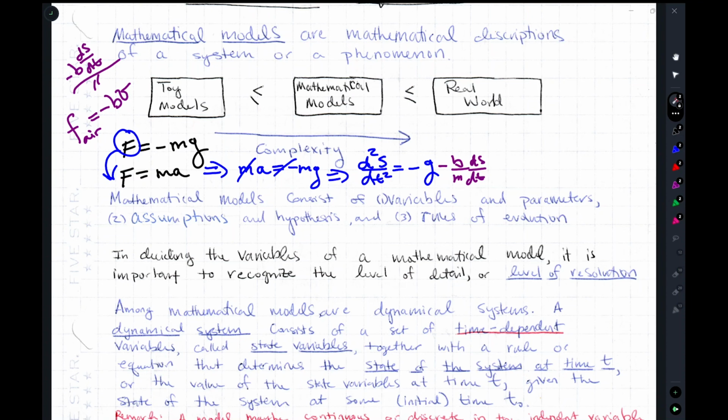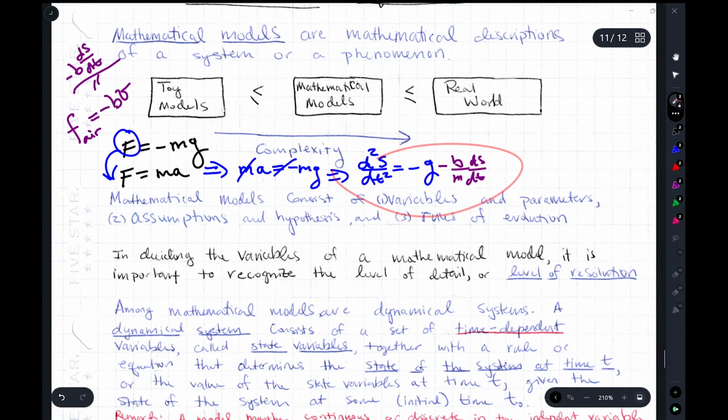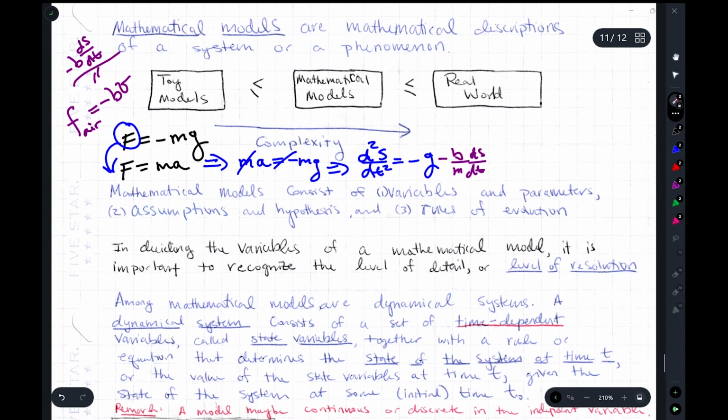Okay, but here we'll assume this relation and see how accurate our results are. If they're accurate for our purpose, good. If not, we may modify them to get more accurate results. And three are rules of evolution. Okay, that's basically the equations of motion. Right. So here we would have this differential equation that gives us the rules of evolution.